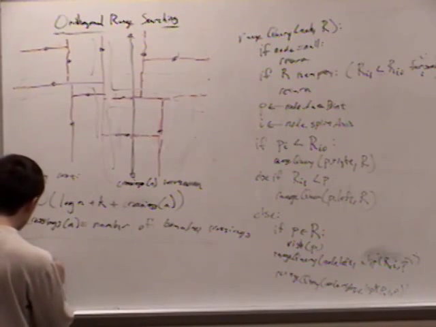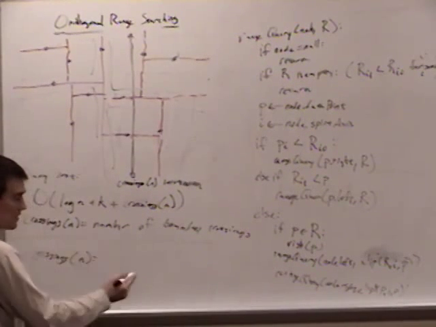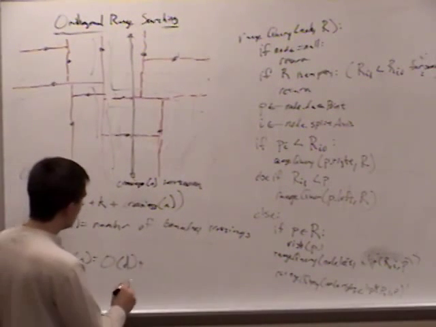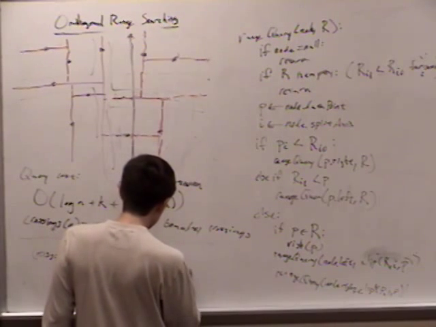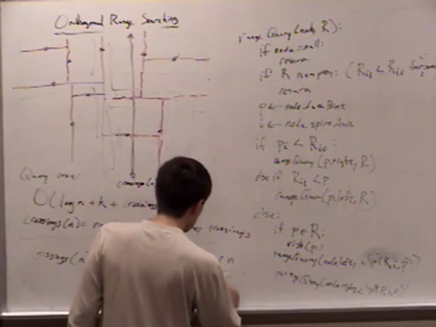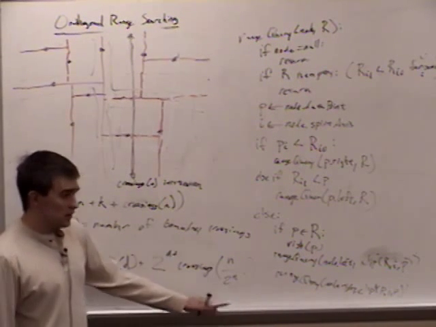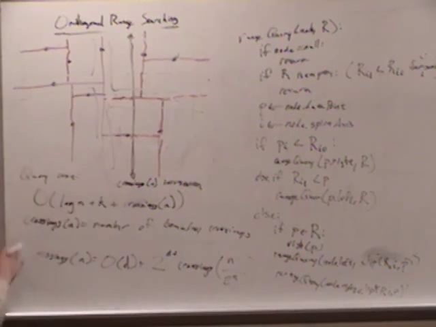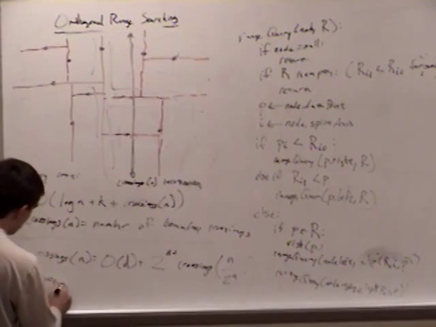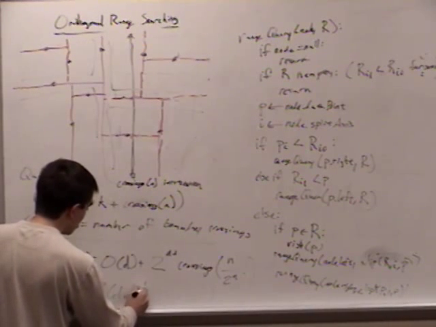So the complexity of this is that we have to go d levels out. So we have an order d step there, plus 2 to the d minus 1 times crossings of n over 2 to the d. So this is a recurrence. We can solve this, and if we go through this operation here, we end up with this asymptotic result: crossings of n is equal to order d times n to the 1 minus 1 over d.